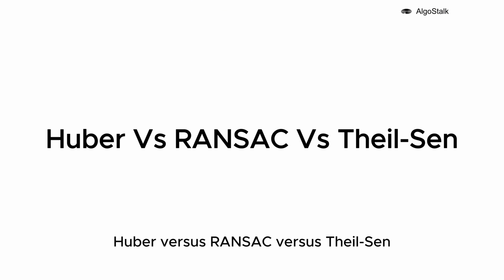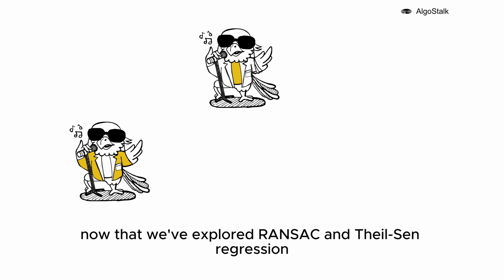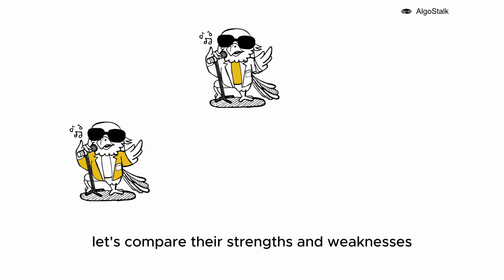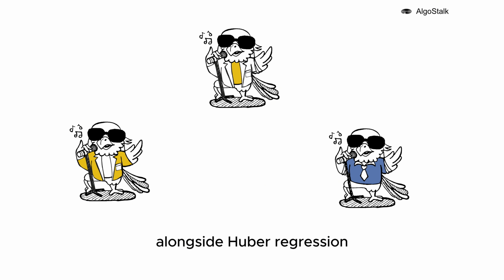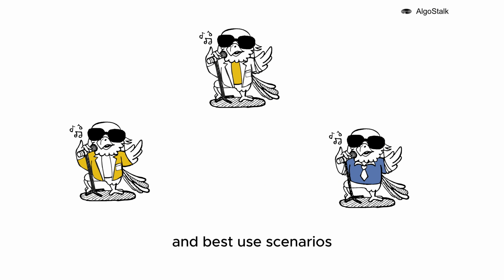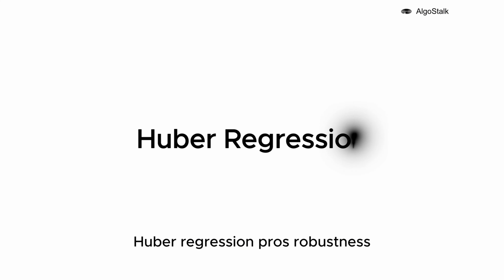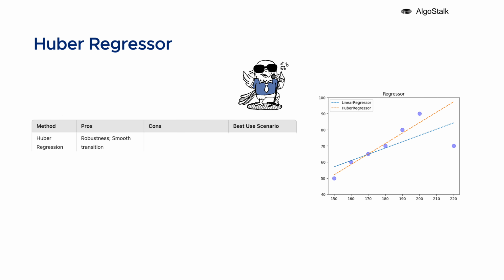Huber versus RANSAC versus Theil-Sen. Now that we've explored RANSAC and Theil-Sen regression, let's compare their strengths and weaknesses alongside Huber regression. Each of these methods has its own unique advantages and best use scenarios when dealing with outliers and fitting lines to data. Huber regression. Pros: robustness.